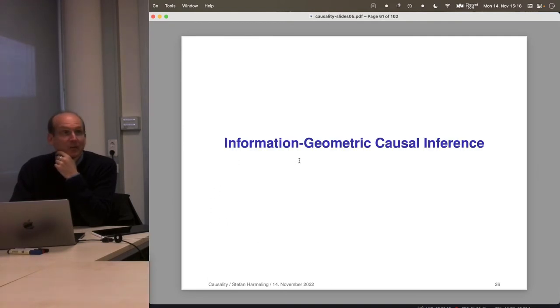Okay, yet another one. So here's the information geometric approach. Okay, question before we go on.